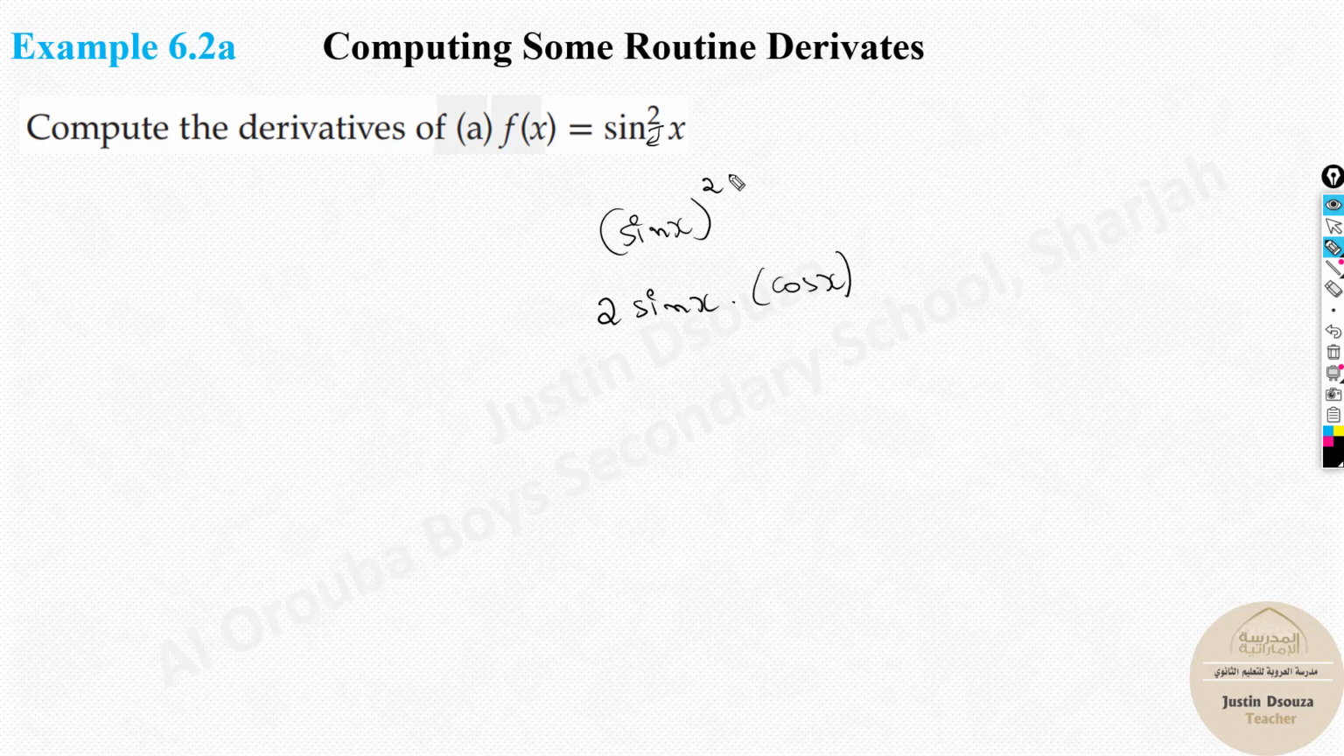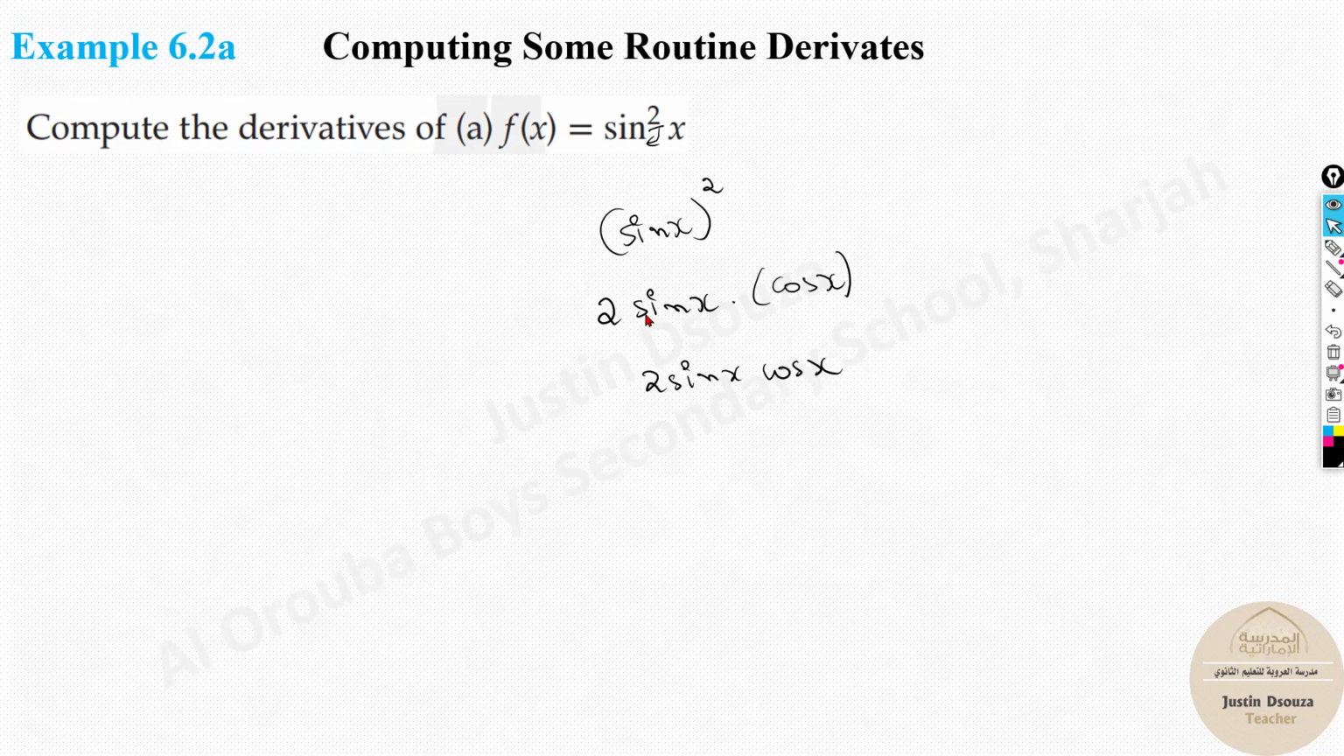Why? Because the derivative of power rule is done, and whatever is inside, that's the outer function derivative. Power is the outside function. What is inside sine x? Derivative is cos x. That is the inner function. So it will be 2 sine x cos x. This would be the answer.